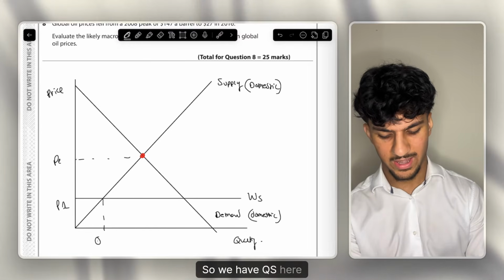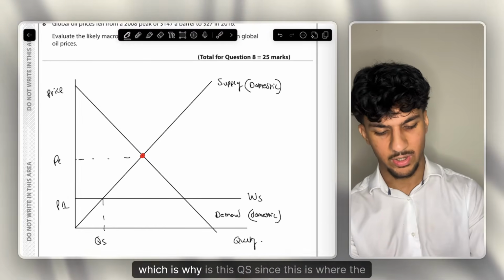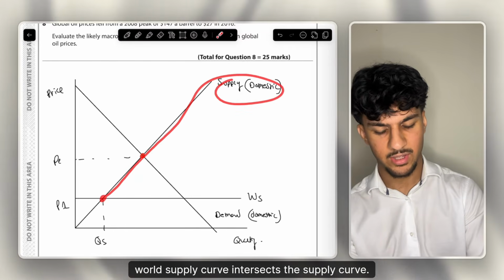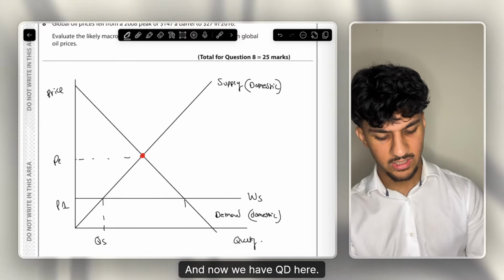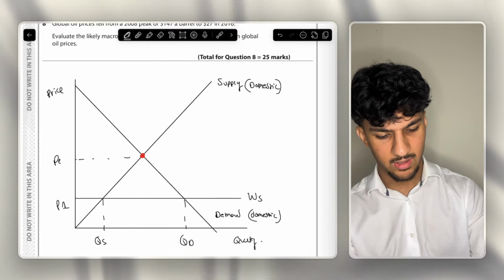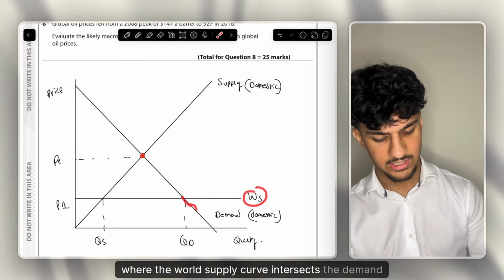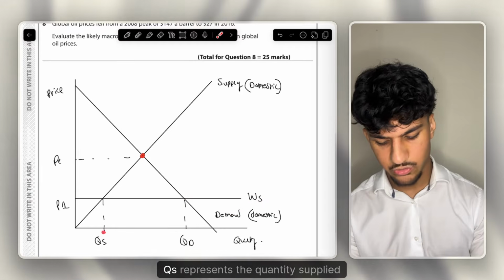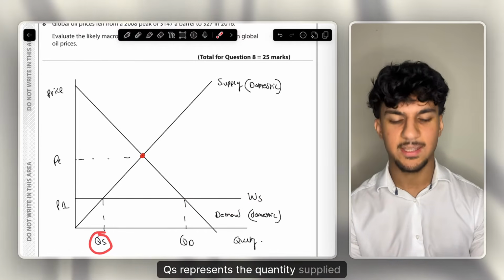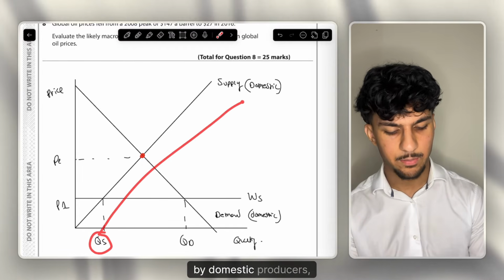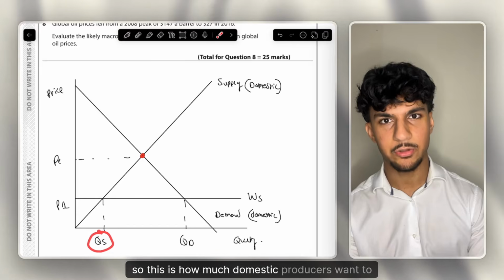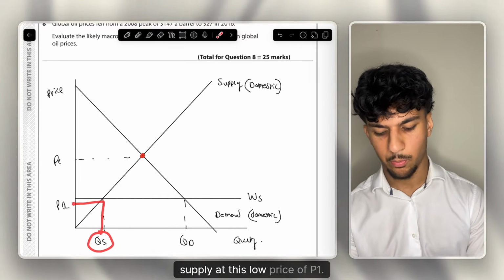So we have QS here, and why is this QS? Since this is where the world supply curve intersects the supply curve. And now we have QD here, and why is this QD? Since this is where the world supply curve intersects the demand curve. So now, what do QS and QD represent? QS represents the quantity supplied by domestic producers at price P1. So this is how much domestic producers want to supply at this low price of P1.